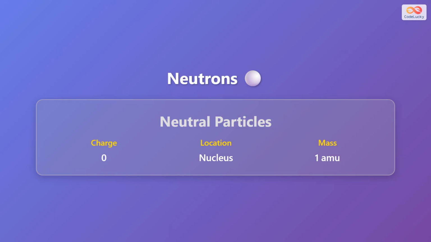Now let's look at neutrons. Neutrons are subatomic particles that, as their name suggests, are electrically neutral, meaning they carry no charge at all. Like protons, neutrons are located in the nucleus of the atom. The mass of a neutron is approximately 1 atomic mass unit, very similar to the mass of a proton. Neutrons play a crucial role in holding the nucleus together and adding stability to the atom. Different atoms of the same element can have varying numbers of neutrons, which creates what we call isotopes.